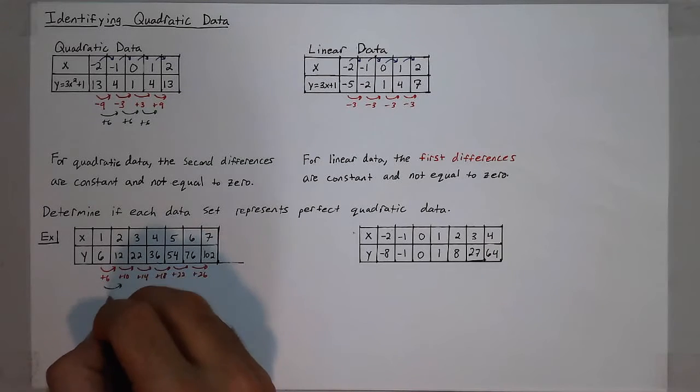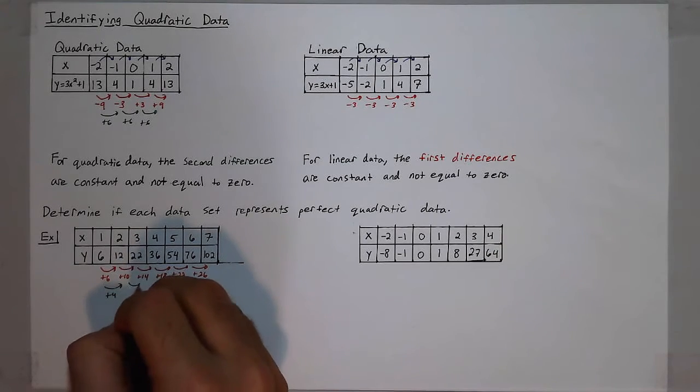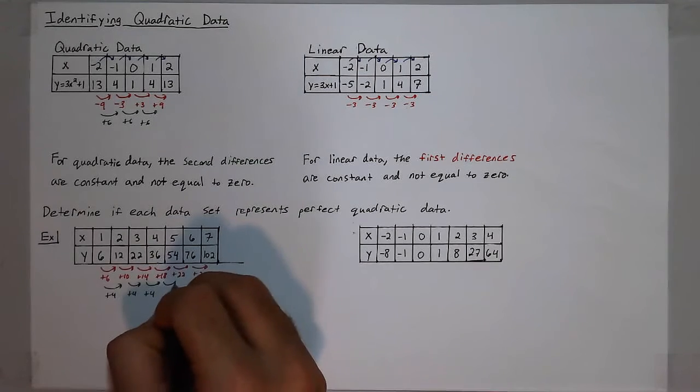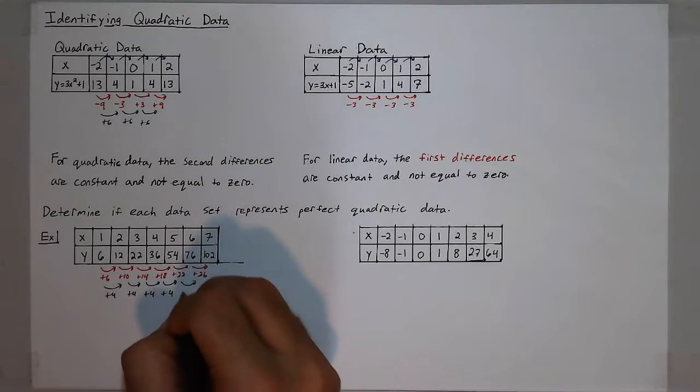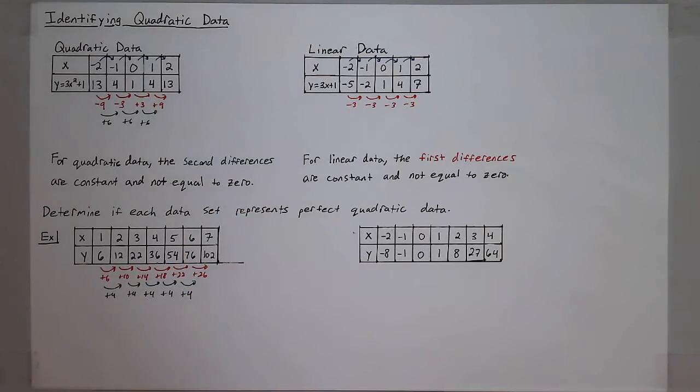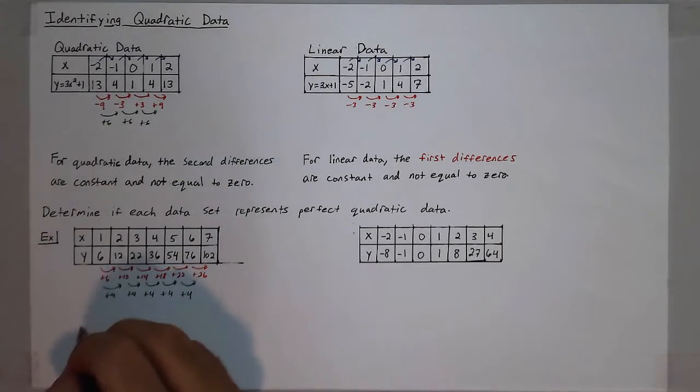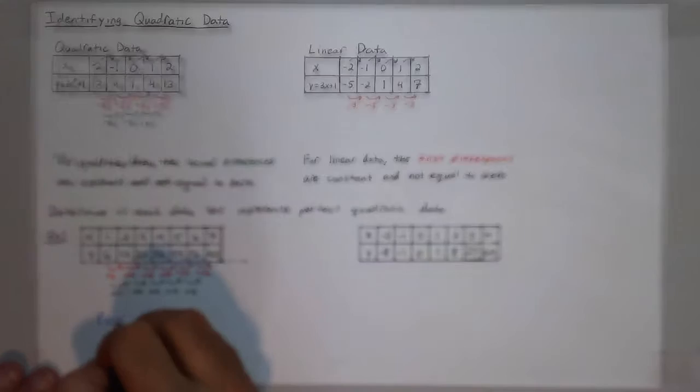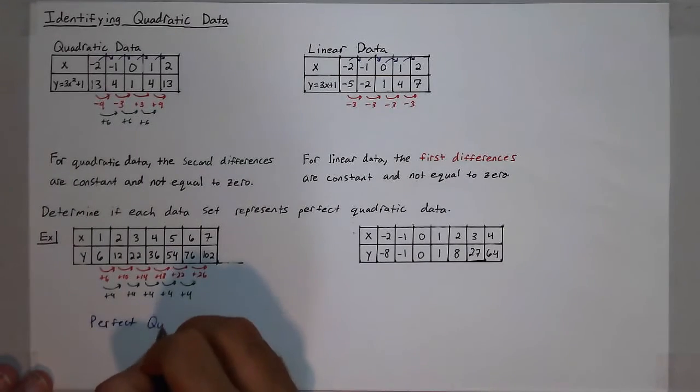6 to 10 is up 4. 10 to 14 is up 4, and I'm starting to see a pattern here. 14 to 18 up 4. 18 to 22 up 4. 22 to 26 up 4. So yes, this represents perfect quadratic data, because of how it's completely constant.